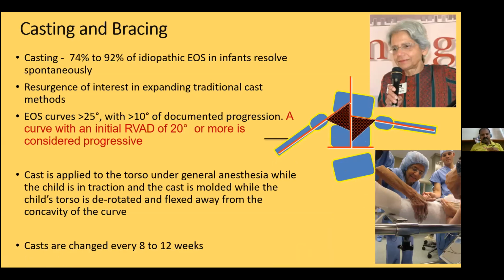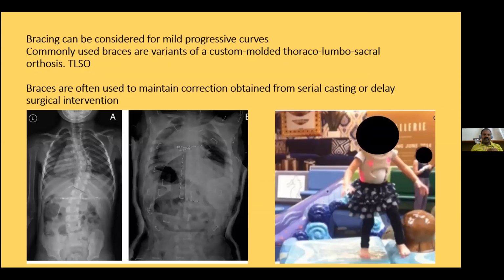So she said that if the RVAD is 20 degrees or more, it's considered progressive. And then she started casting, and this is the Cobb angle, more than 25 degrees and more than 10 degrees of documented progression. Then the casting is done under general anesthesia with the patient on traction, suspended, and then derotated and then molded. So usually it is done about every 8 to 12 weeks, about 2 or 3 months, and then they went on to brace after that.